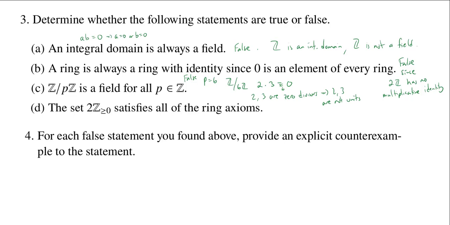Okay, D, the set 2Z greater than or equal to 0. All right, so we're looking at all of the integers, and then we're going to multiply them by 2, or rather all the non-negative integers, and we'll multiply them by 2. So this is non-negative, and of course, when we multiply by 2, then we're assuring they become even. So even non-negative integers. This satisfies all of the ring axioms. Ooh, is that true?